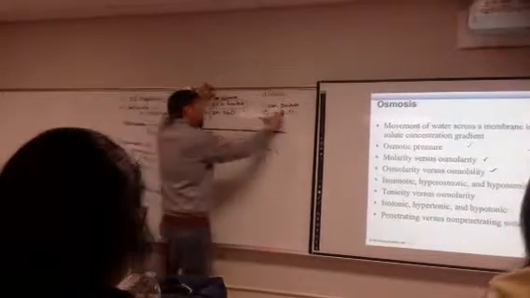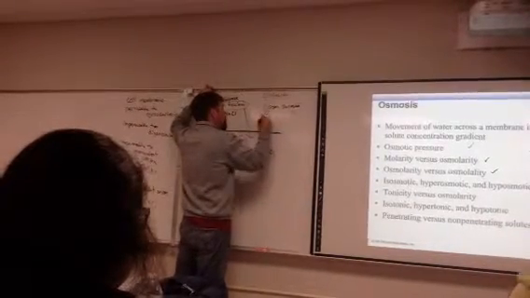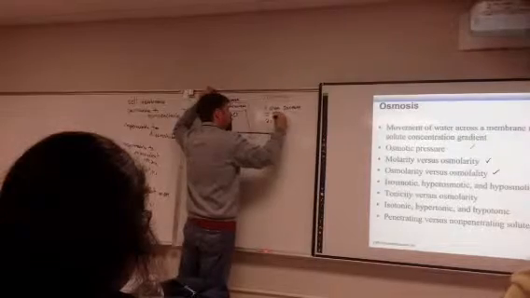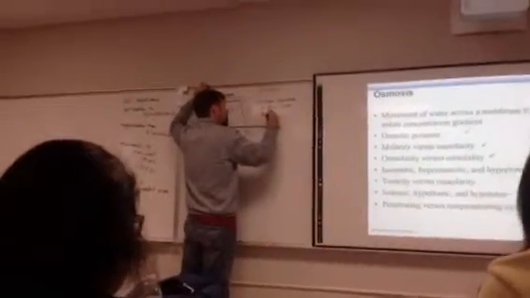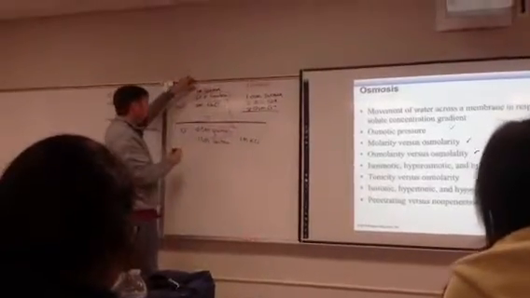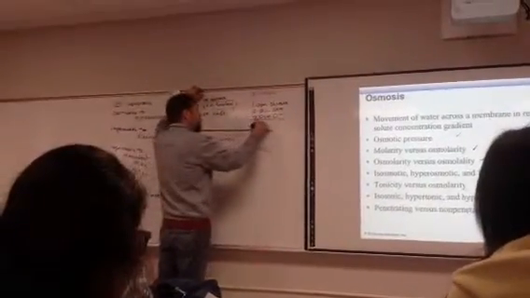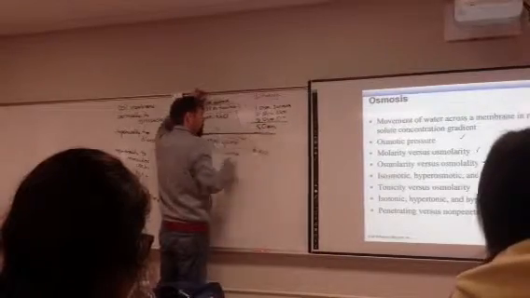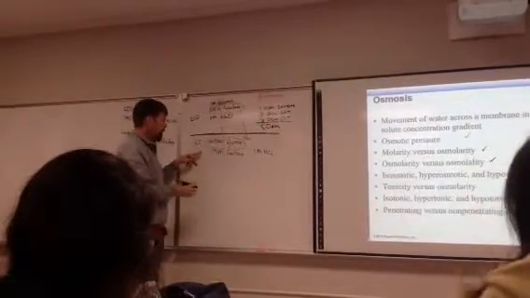We should probably do it this way. Want to do it this way? Yeah, do 2 and 2. 2 osmolar sodium, that would be 2 osmolar chloride. What's our total osmolarity here? 5 osmolar solute. What about down here?